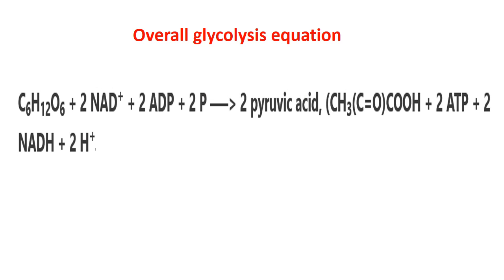So the overall glycolysis equation is as shown. Here we have the glucose, which, as we had said before, contains 6 carbon atoms. Then it will react with 2 NAD+, 2 ADP and 2 phosphate groups to form 2 pyruvic acids, 2 ATP, 2 NADH, and 2 hydrogen ions.